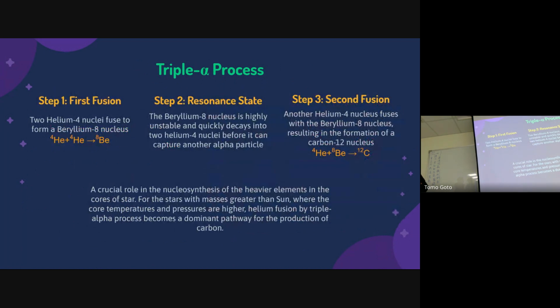The triple alpha process has 3 steps. Step 1 is the first fusion, as I said, where 2 helium-4 nuclei fuse to form a beryllium-8 nucleus.